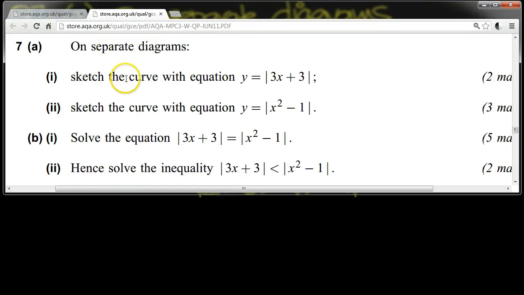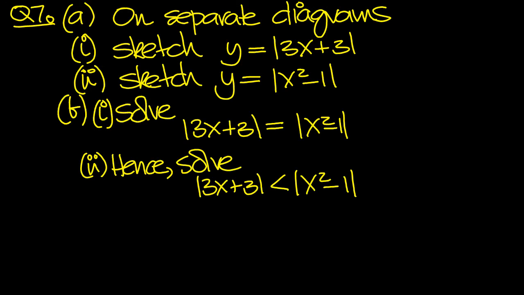On separate diagrams, sketch the curve with the equation y equals modulus of 3x plus 3. Sketch the curve with the equation y equals modulus x squared minus 1. Solve the equation modulus 3x plus 3 equals modulus of x squared minus 1. Hence, solve the inequality modulus 3x plus 3 is less than modulus of x squared minus 1.